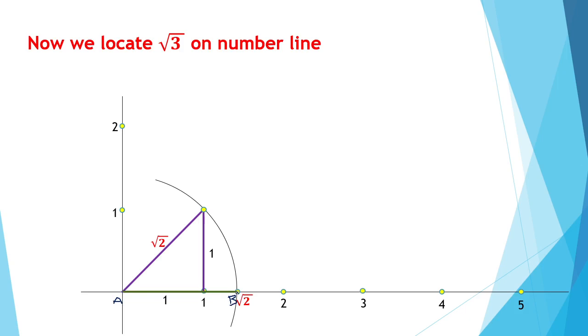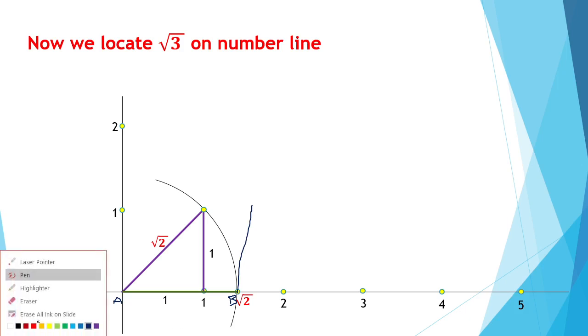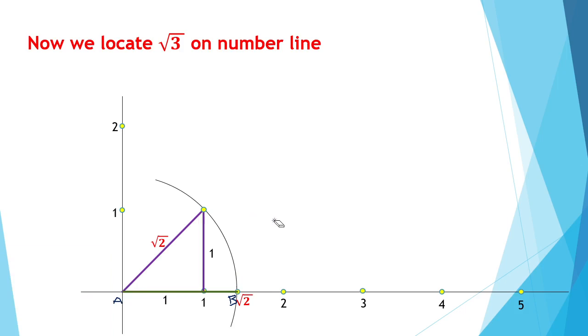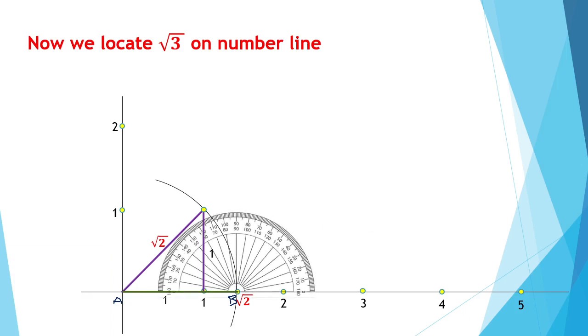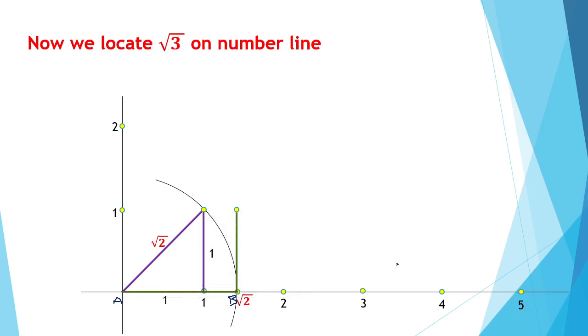Now we have to take the altitude from here, like this. It has gone wrong, so I am erasing this one. For that we have to take a protractor, indicate 90 degrees, remove that one and draw the altitude. How much? 1 unit. Okay. Then we have to join this A to this point, like this. How much does it become? This is root 2.